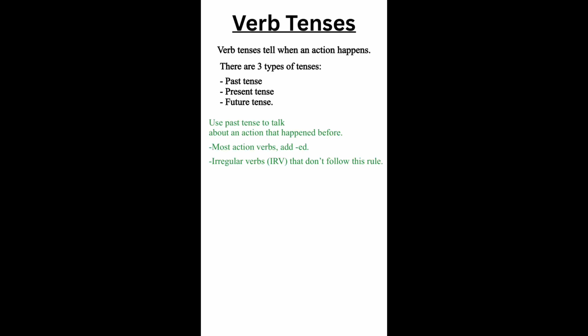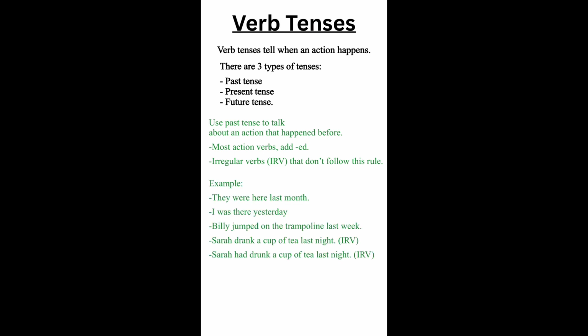You use the past tense when you're talking about an action that happened before. For most action verbs, all you have to do is add ed to change it to the past tense form. However, there are irregular verbs that don't follow this rule. Here are examples of past tense verbs.